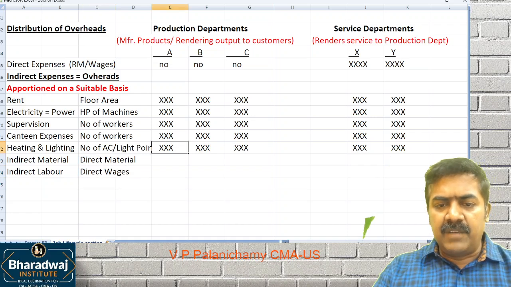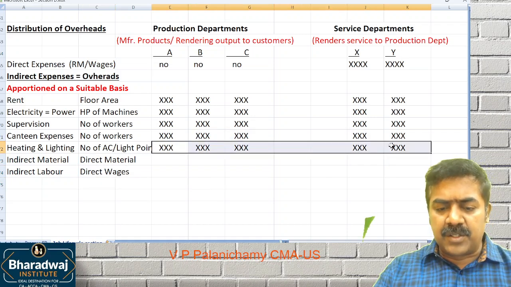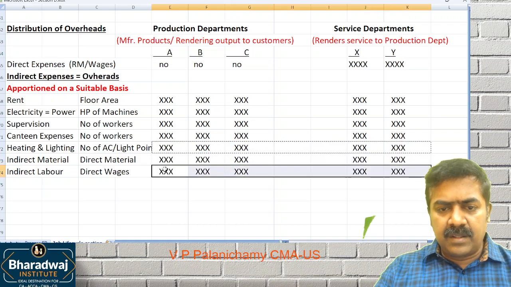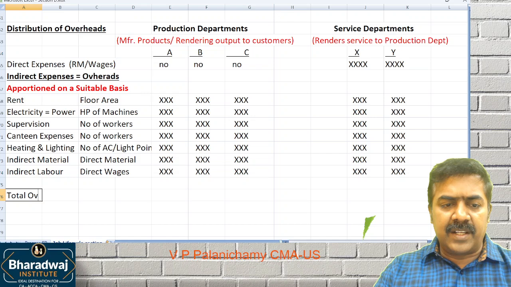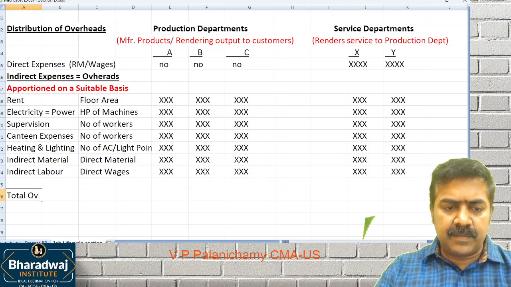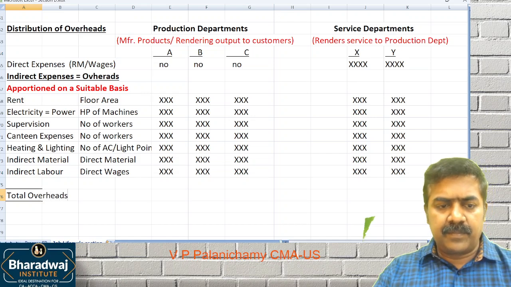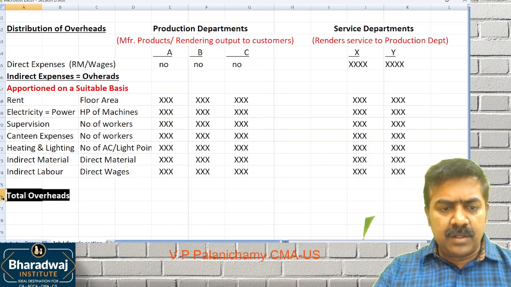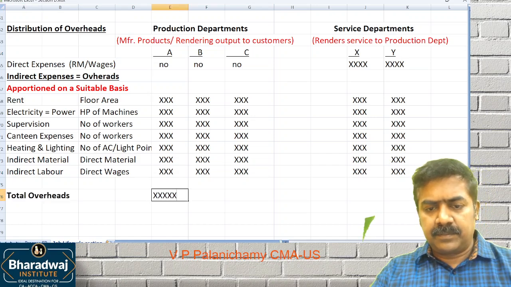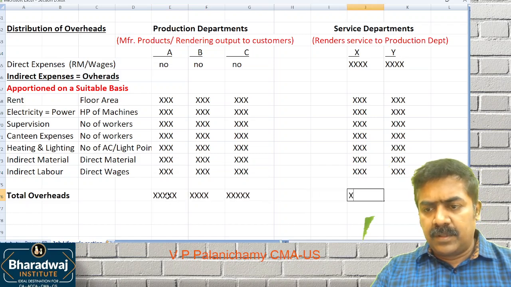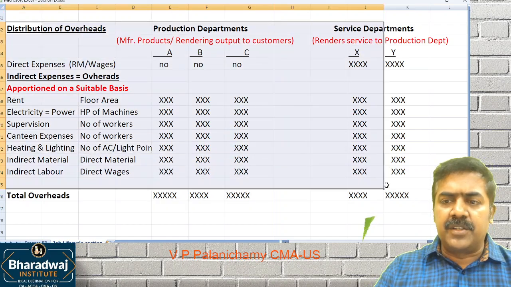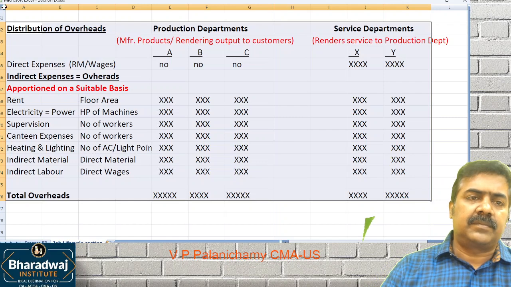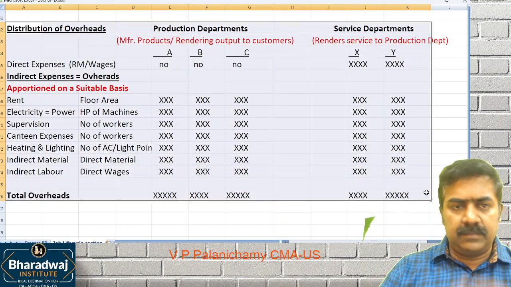So like this, we apportion which one? Common expenses on a suitable basis. This we call it as total overheads. This we call it as which one? Total overheads. This is known as primary distribution. This is known as which one? Primary distribution.